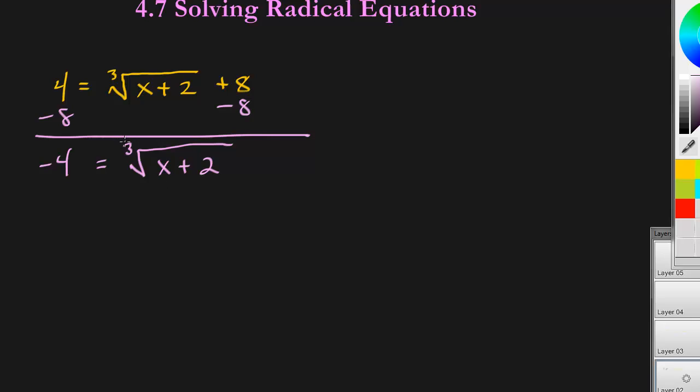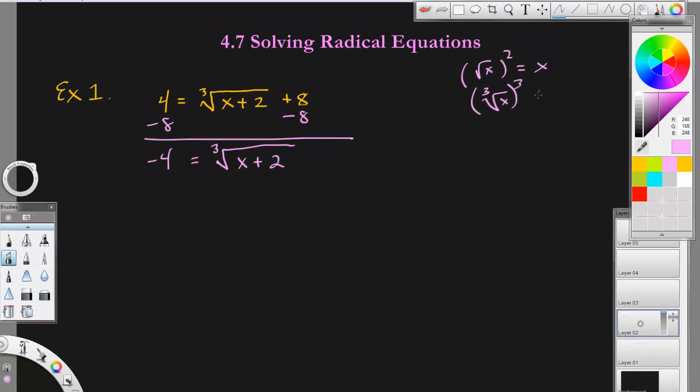Now, to solve this, I have to uncube root it. And the way that, if I had to solve the square root of x, I would square it to get x. Well, if I have a cube root of x, I have to cube it to get x. So I'm going to cube both sides like that. And on the left side, I'm going to have -4 times -4 times -4. That's -64.